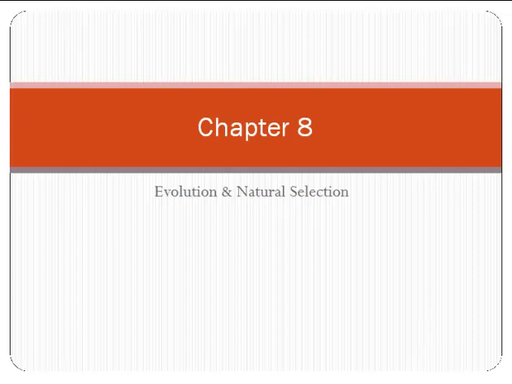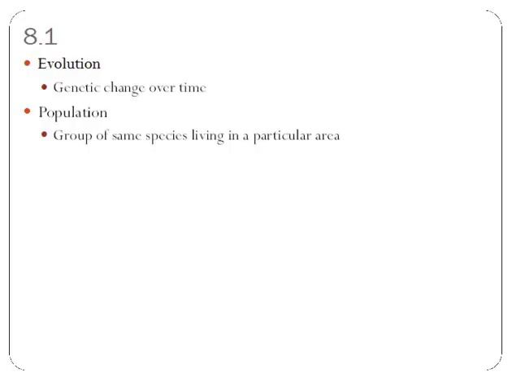Chapter 8 covers evolution and natural selection. First of all, we need to start with some basic definitions. Evolution, its definition is genetic change over time. That is all evolution is, that's all that it states, that there is genetic change over time in a variety of species. So that's what evolution is, and that's what I'd be looking for in definitions on exams.